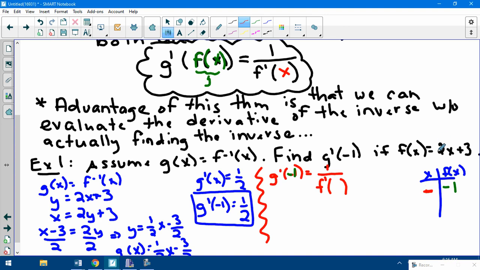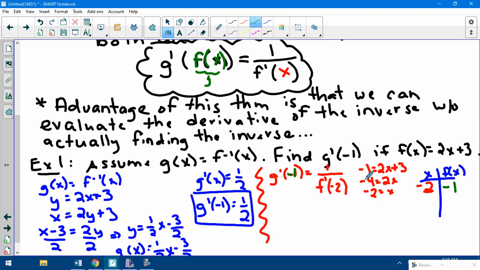Well, I would plug it into this formula, but negative 1 would be the f of x side. It's the y value. So over here for a second, I've got to say negative 1 equals 2x plus 3. I've got to find the x that goes with that in the original function. So subtract 3. Negative 4 equals 2x. And divide by 2. x is negative 2. So the x value that goes with that negative 1 that I was looking for is negative 2. That's what's going to go down here.